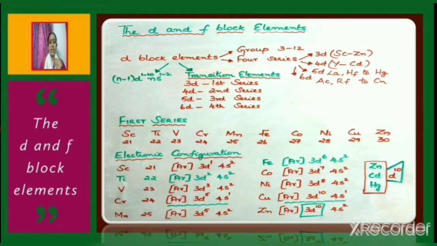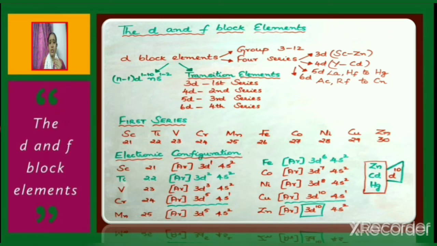There are 4 series of d block elements known as 3d, 4d, 5d and 6d series. The filling of the 3d orbital takes place in 3d series, whereas in 4d it is the filling of 4d which takes place, whereas in 5d series filling of the 5d orbitals takes place, and in 6d series the filling of the 6d orbitals will be taking place. So we have 4 series of d block elements.